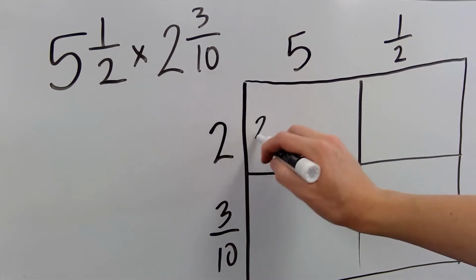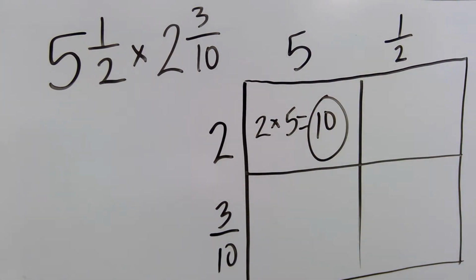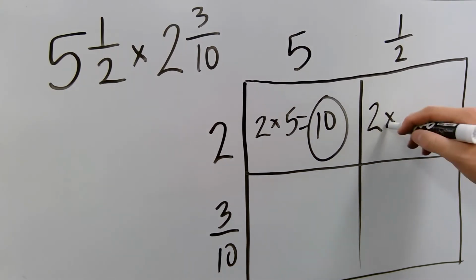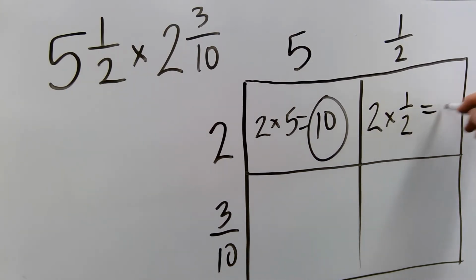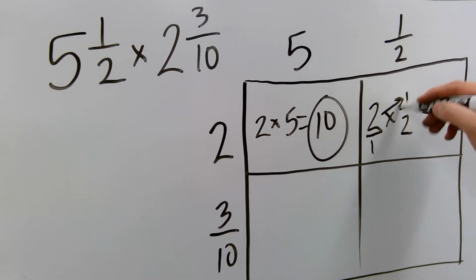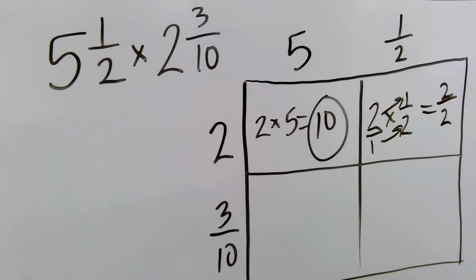2 times 5 equals 10. In this box, I'm doing 2 times 1/2. Now we know all whole numbers, the denominator is 1. So just go across the top. 2 times 1 is 2. 1 times 2 is 2. And in this one, we get 2 halves, which really equals 1 whole.